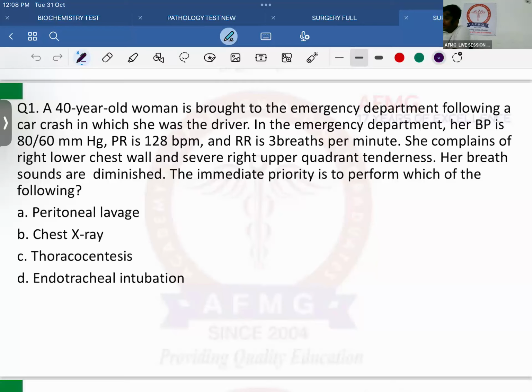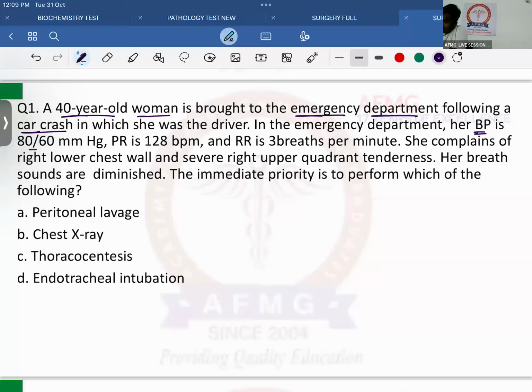Now let's start with question number 1. It says a 40-year-old woman is brought to the emergency department following a car crash in which she was the driver. In the emergency department, her blood pressure is 80 by 60 millimeters of mercury. The pulse rate is around 128 beats per minute, and the respiratory rate of this patient is only 3 breaths per minute. She complains of right lower chest wall and severe right upper quadrant tenderness. Her breath sounds are diminished. The immediate priority is to perform which of the following?